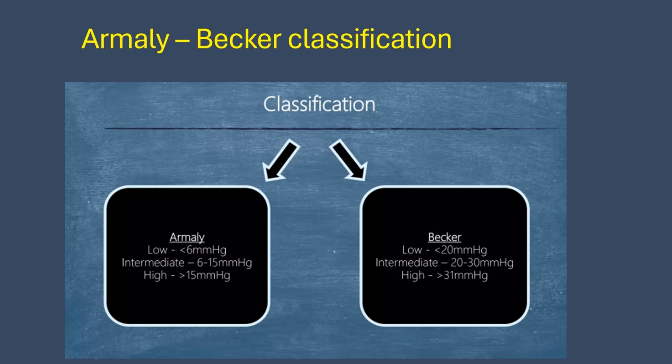Under Armaly's classification, the low steroid responders are the ones where the pressure does not rise beyond 6 millimeters of mercury. The moderate response is when the pressure rise is between 6 to 15 millimeters of mercury, whereas high steroid response is when the pressure rise is beyond 15 millimeters of mercury. Whereas under Becker's classification, the low steroid responders are the ones where the pressure is below 20 millimeters of mercury. The moderate responders are the ones with the pressure between 20 to 30 millimeters of mercury, and high steroid responders are beyond 31 millimeters of mercury.